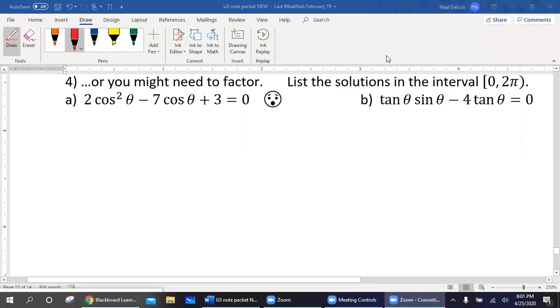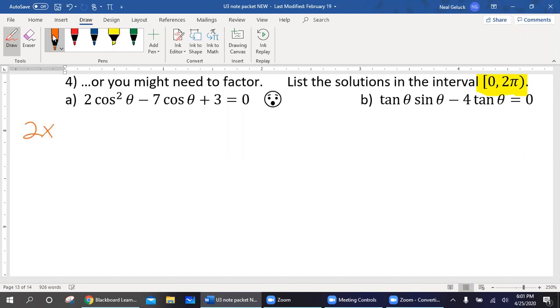This is the second video for 5.5. We may have to do factoring. Notice that these ones are again asking for answers between 0 and 2 pi. On number 4a, think of the cosine as being like an x.